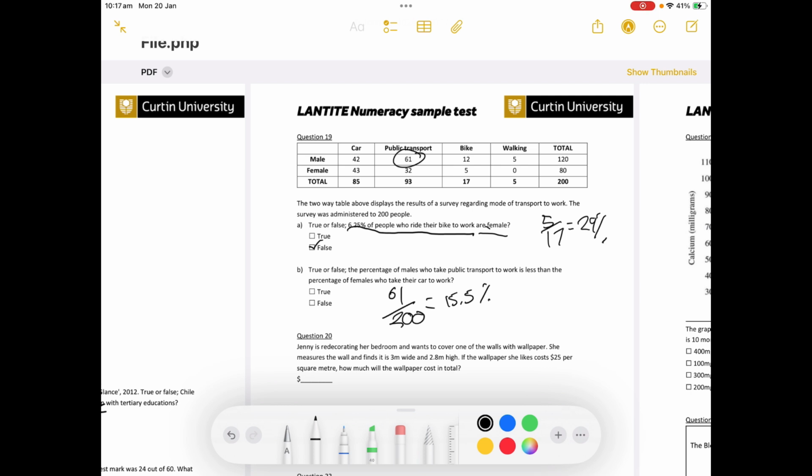Alright, what about females who take their car to work? I have 43 females. Same thing. Throw that in a calculator. That's 21.5%. Okay, so I have more females taking their car to work, so this is going to be a true statement.